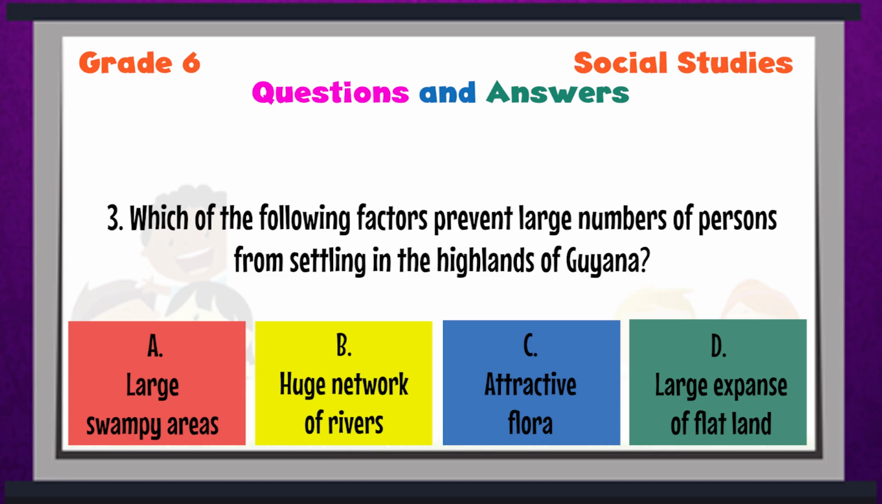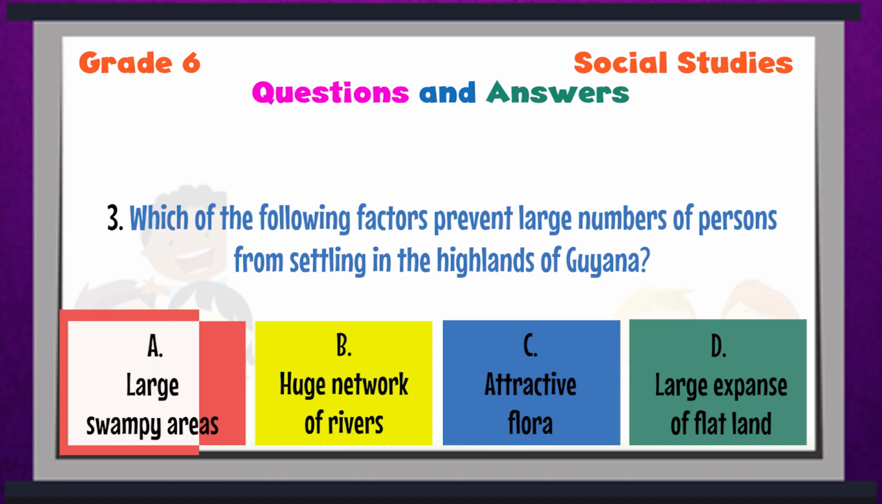Question 3. Which of the following factors prevent large numbers of persons from settling in the highlands of Guyana? A, large swampy areas, B, huge network of rivers, C, attractive flora, or D, large expanse of flat land? The answer to question 3 is A, large swampy areas.